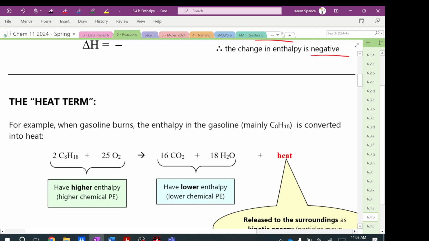And now we're going to introduce you to the heat term. But we've already looked at it, so it's nothing new. We're just going to call it the heat term now. Here we have some gasoline burning. The enthalpy, the chemical potential energy, is converted into heat, and the heat is the kinetic energy.